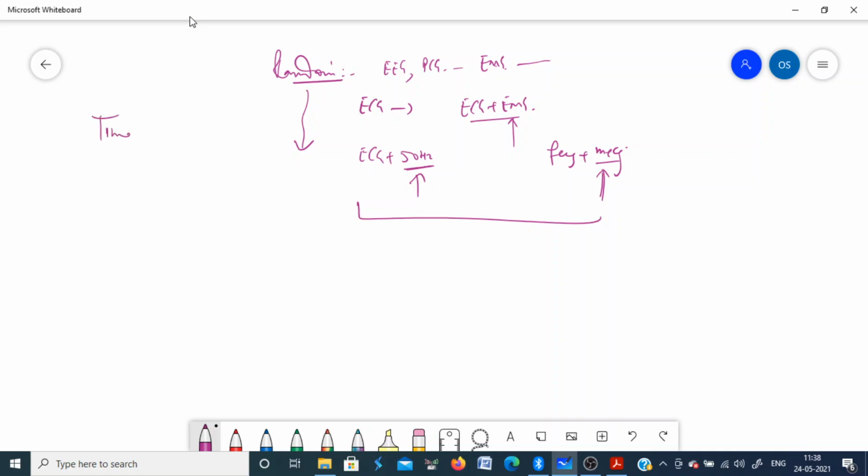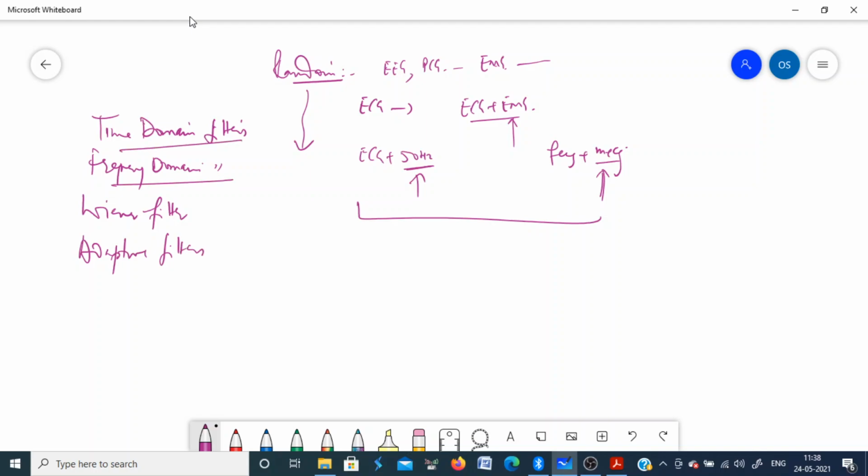One, we use the time domain filters, then you have frequency domain filters, and then you use Wiener filters, and then adaptive filters.